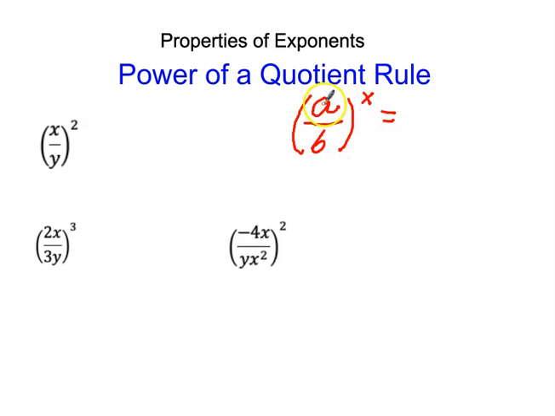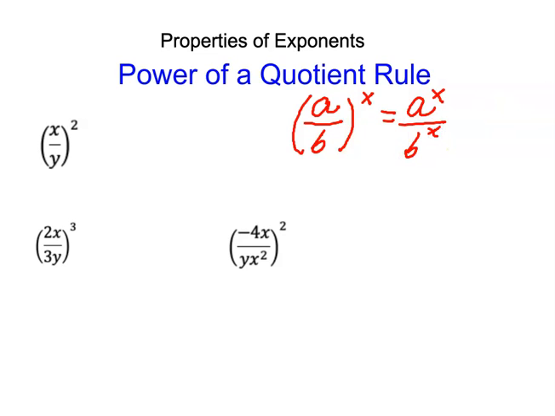Well, I know what you're thinking. I'm saying a number, but I'm writing a variable. Well, this is a general rule, and this variable a can represent any number. So let's just write down the rule. When we have a divided by b to the x power, we raise both terms to the power: a to the x and b to the x, okay?